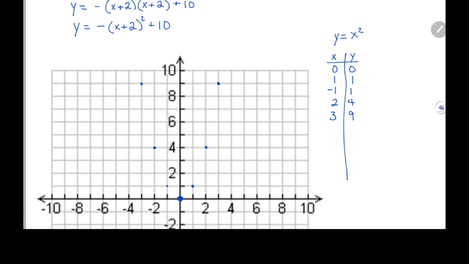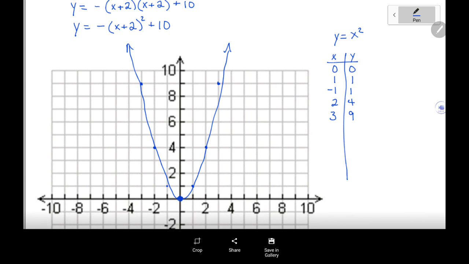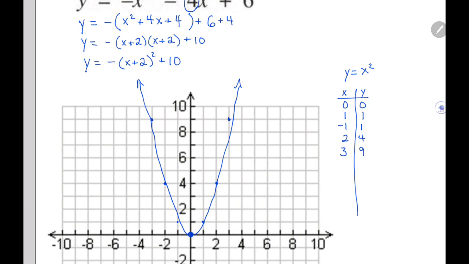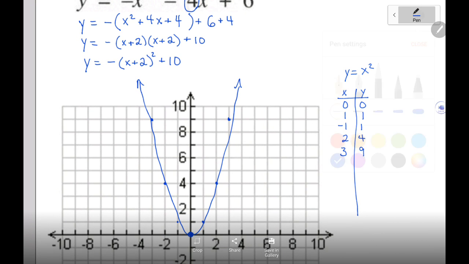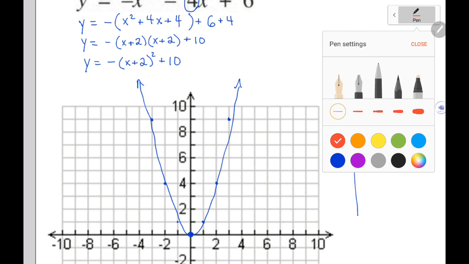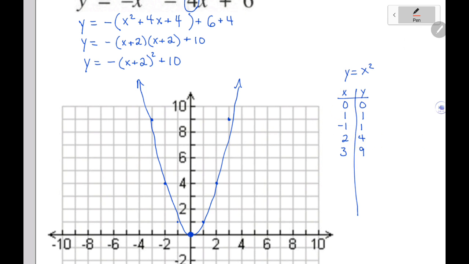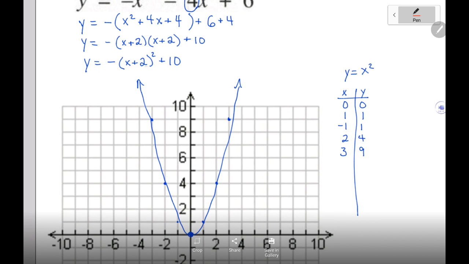So there's my parent function, and it's a parabola, and it looks about like that. I missed the dot, but it goes on, you know, it goes up very fast. And you say, well, okay, this kind of looks like that. We have y is equal to negative x plus 2 squared. I see that y equals x squared, and then I'm adding something.